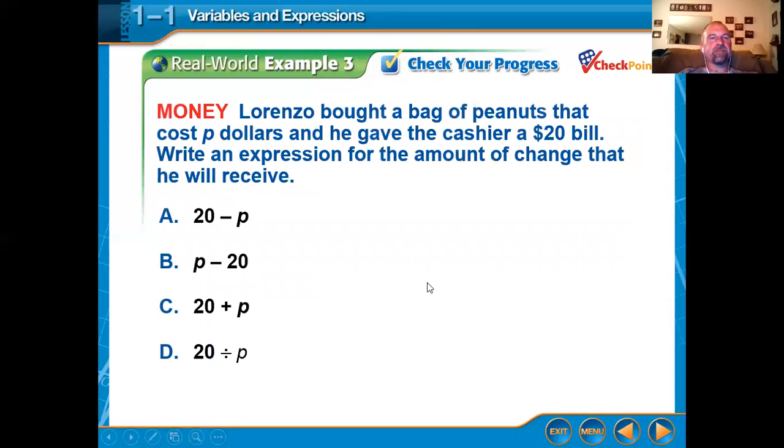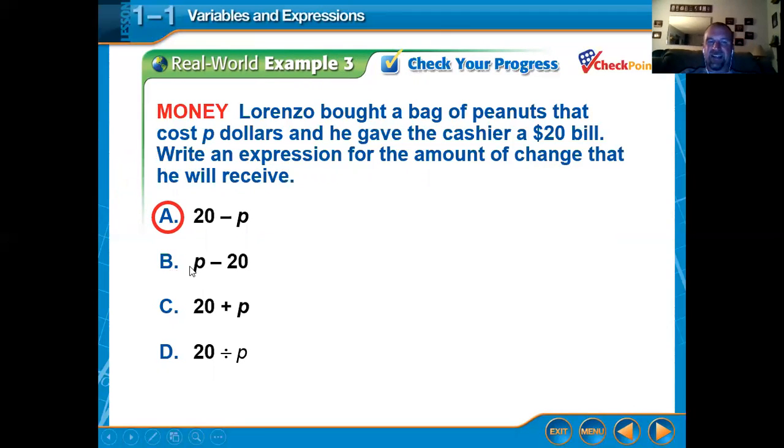And our last problem. Lorenzo bought a bag of peanuts. It cost P dollars. We don't know how much it was, but we know he gave the cashier a $20 bill. Write an expression for the amount of change he will receive. How much does he have to get back? Well, you know he's going to get less than his $20 back, obviously. The peanuts weren't free. But we don't know how much the peanuts were. So the peanuts are our variable. And we have to take the cost of the peanuts away from the $20 that he gave the cashier to get change. So we take the $20 that he gave the cashier, we subtract away how much the peanuts are, and A gives us our answer.